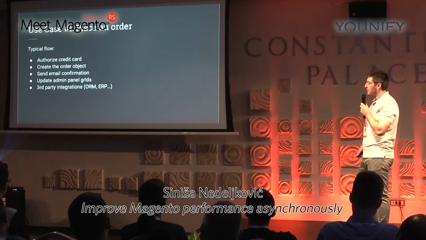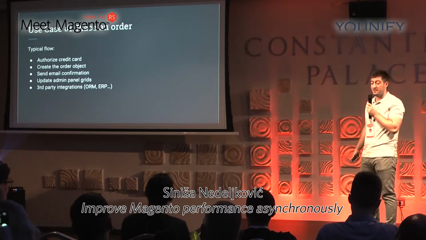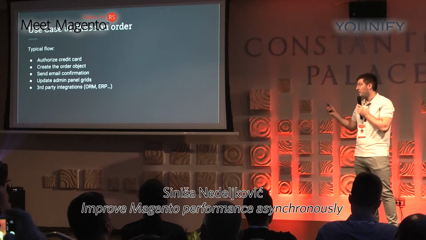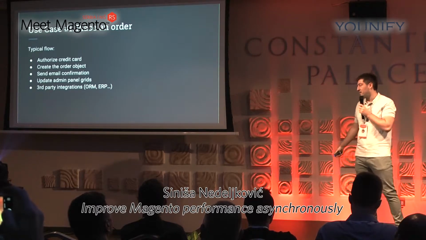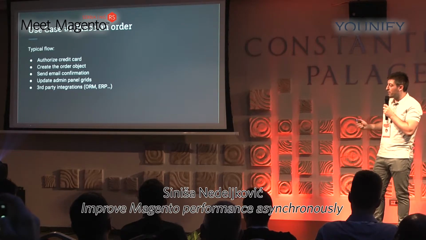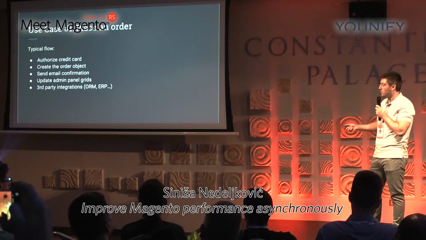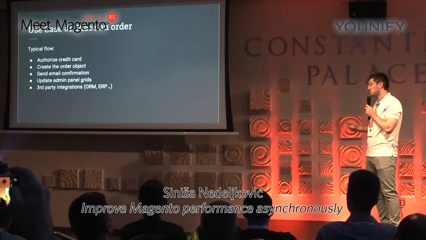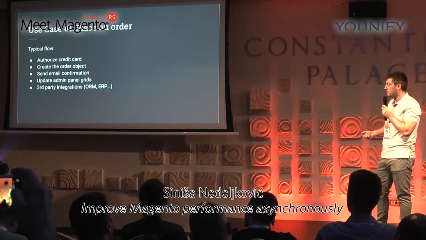So this is the typical flow for placing an order. You have to authorize the credit card, create the order object, send email confirmation, update admin panel grids, and notify any third-party integration like CRM, ERP, etc. We'll just see if we have any of those solutions already available out of the box, and for the others we'll try, say, using some custom extensions or developing some code.